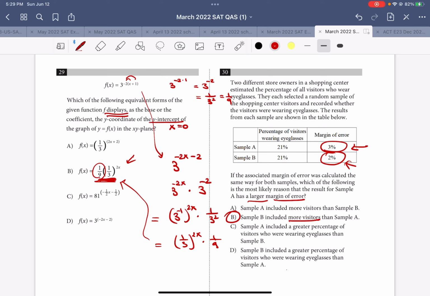So remember, sample size bigger, then margin of error will be smaller. Okay, that's the concept. If you know that, you can choose the right answer quickly.